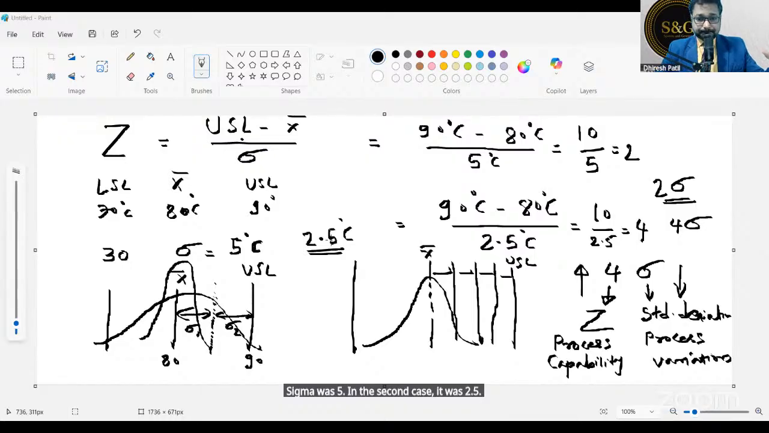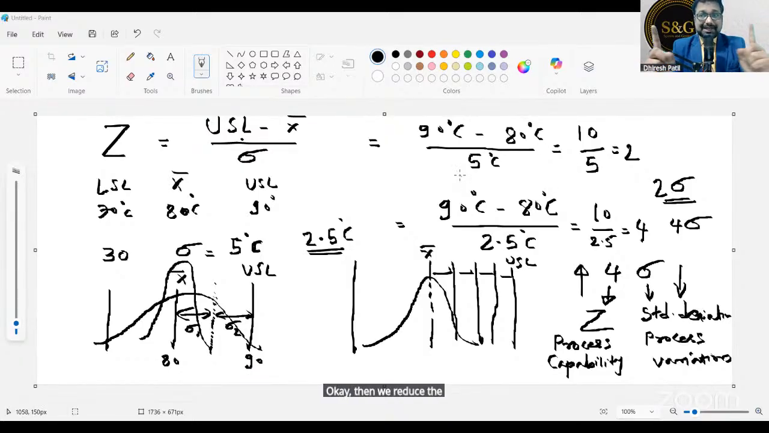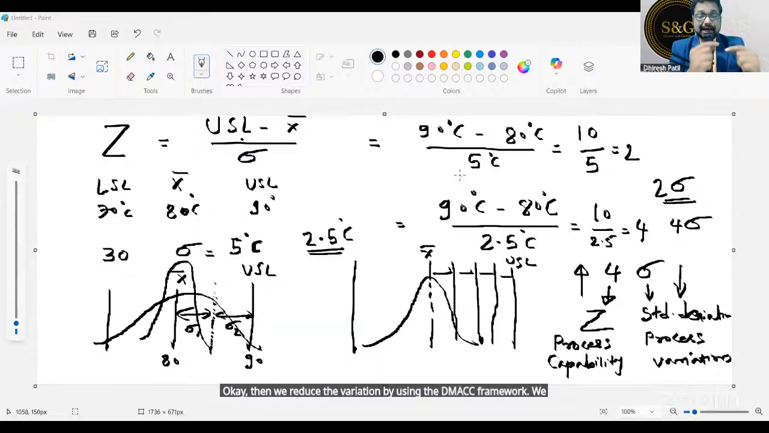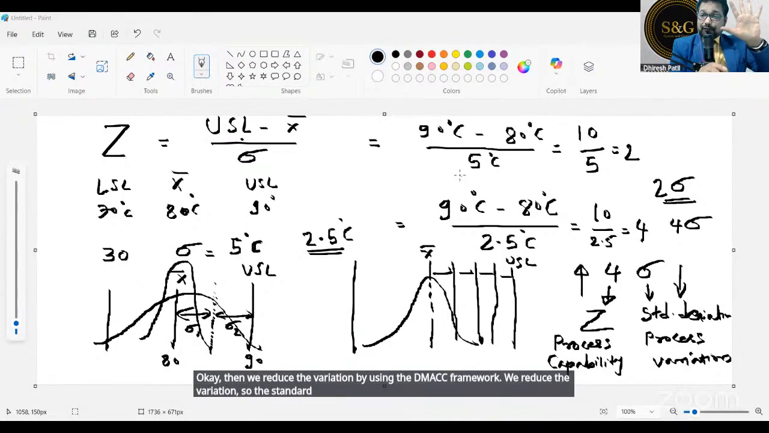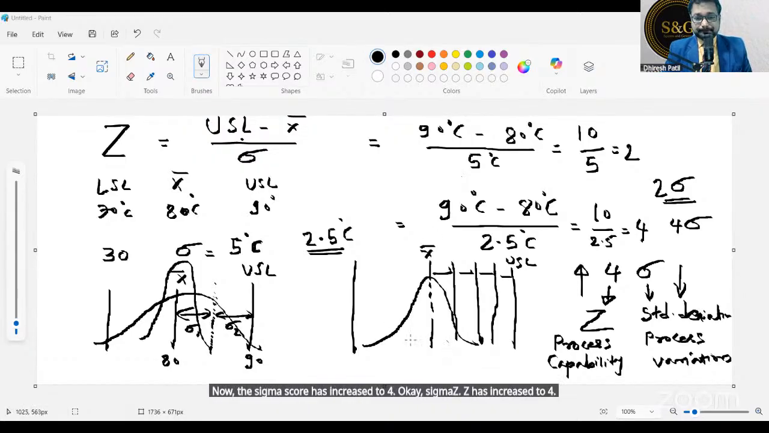यहाँ पे देखिए. When it was 5, we calculated sigma as 2. आप ऊपर देखिए. Then we reduce the variation by using the DMAIC framework. We reduce the variation, so the standard deviation reduced from 5 to 2.5. Now the sigma score has increased to 4. Sigma Z has increased to 4. Clear?